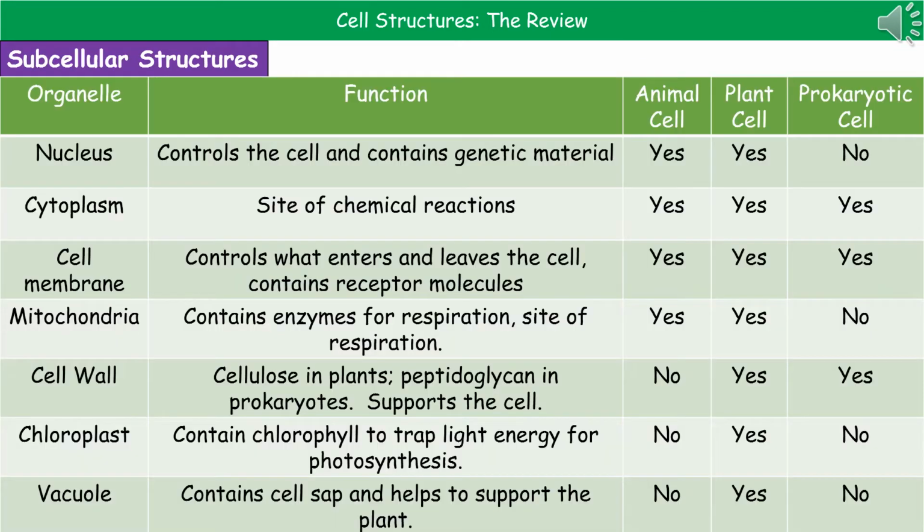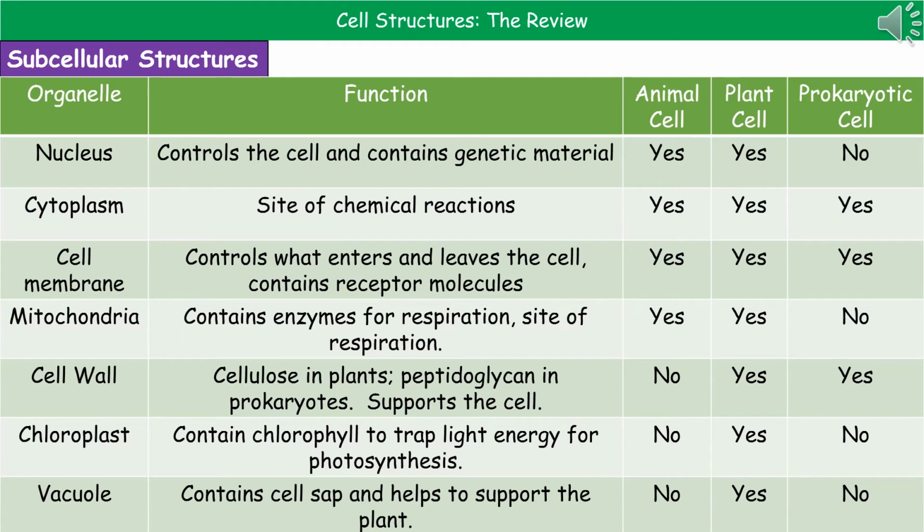In terms of what our organelles actually do, the nucleus controls the cell and contains genetic material, found in all but prokaryotic cells. The cytoplasm is the site of chemical reactions, found in them all. The cell membrane controls what enters and leaves the cells and contains receptor molecules, found in them all. The mitochondria contain enzymes for respiration and is the site of respiration, found in animal and plant cells.